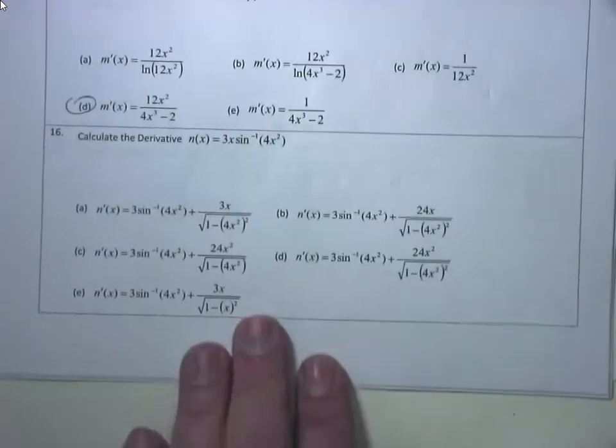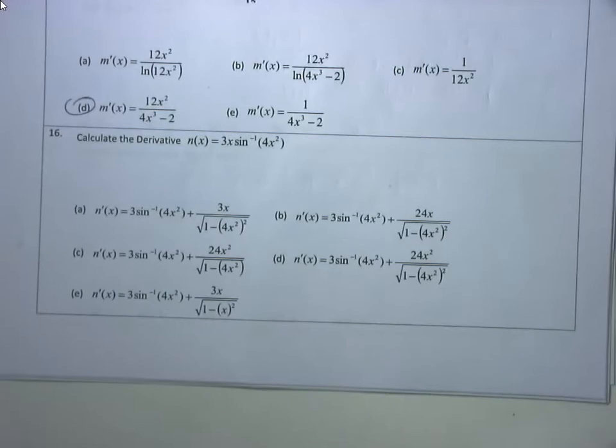All right, here comes another one. N of x is equal to 3x times the sine inverse of 4x squared. First off, pause, hesitate, and ask yourself, what do you see? What rule should you use? 3x times a sine inverse of 4x squared. What rule is that? Product rule.